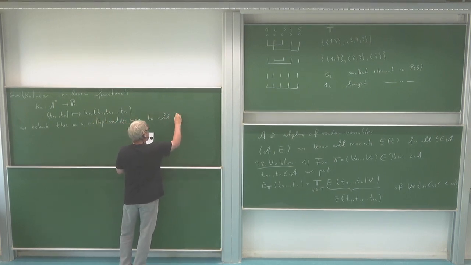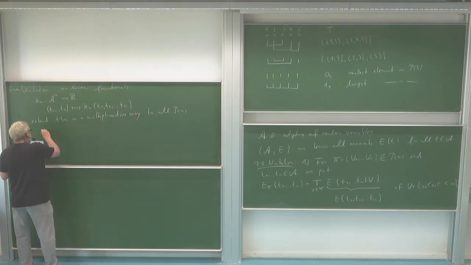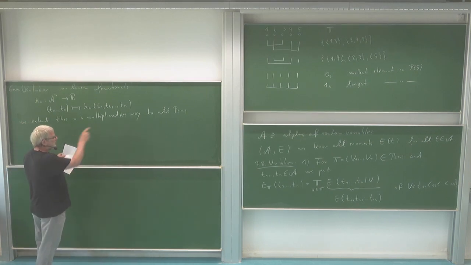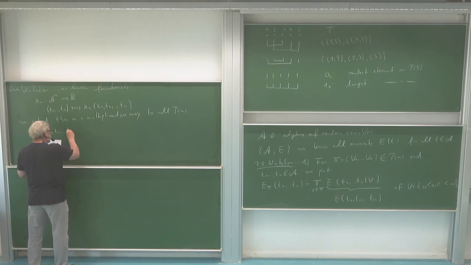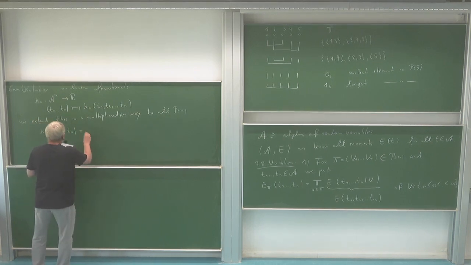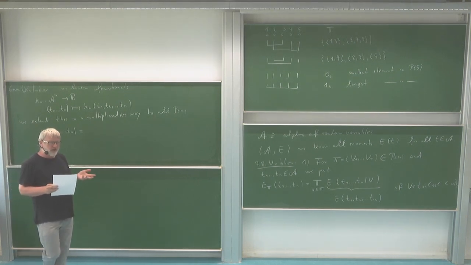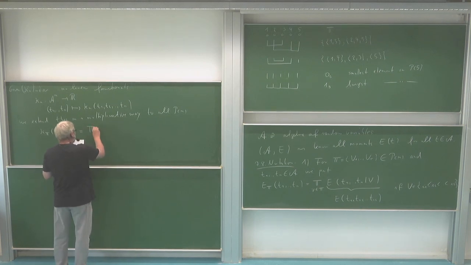To all p of n. So namely, I now define a kappa pi. Again, if pi is in P_n, I again have n arguments, T1 up to Tn. But now this is not just one kappa, it's a product of kappas, one kappa for each of the blocks. So it's a product over the blocks of pi.